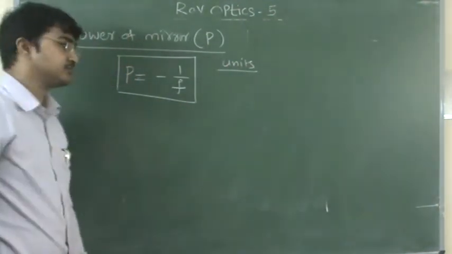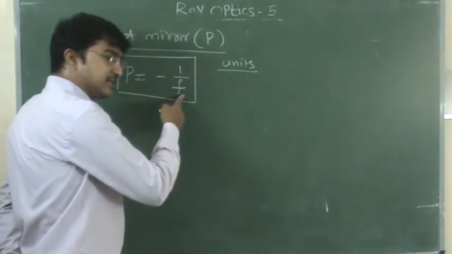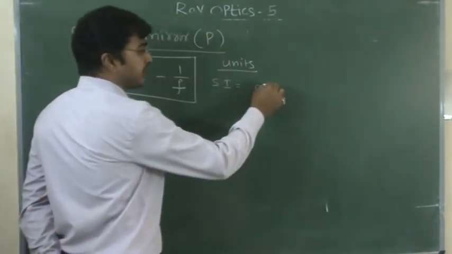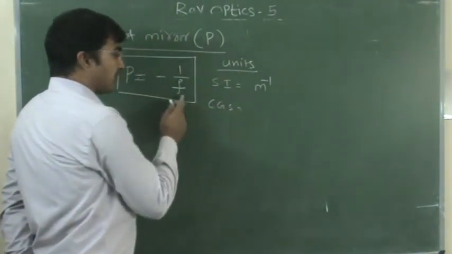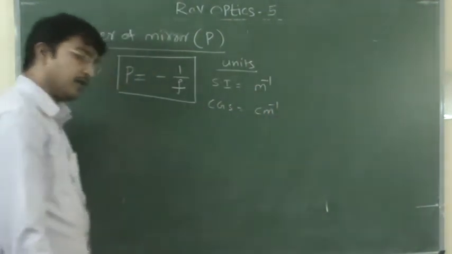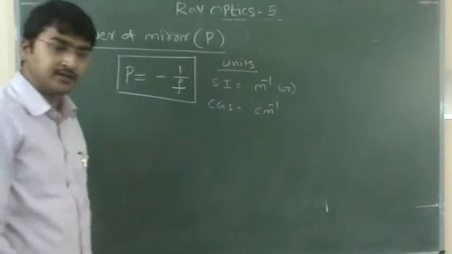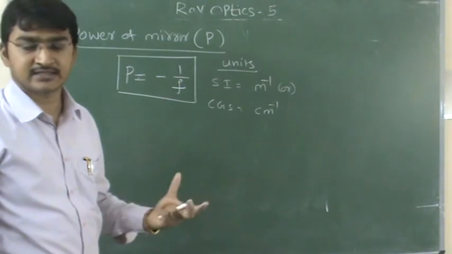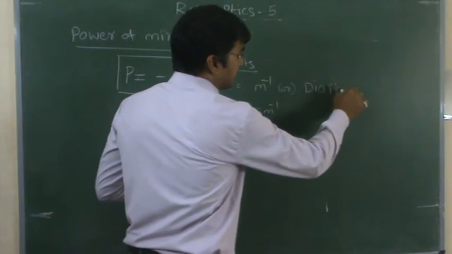Now what are the units? Power is 1 by f. f is length, that is meter. So the SI unit is 1 by meter, that is meter minus 1. And what is the CGS unit? If you take the focal length in centimeter, 1 by centimeter, that is centimeter minus 1. In case of a mirror, the power of the mirror, meter minus 1 is the SI unit, also referred to as a diopter.